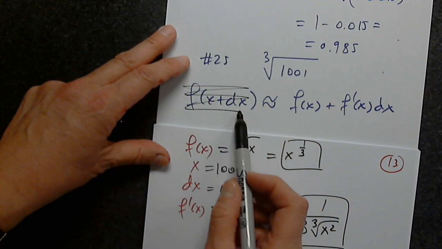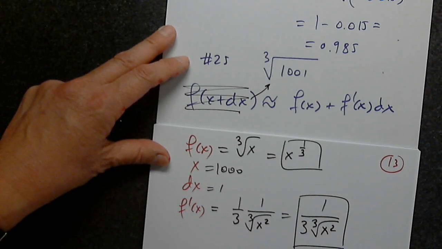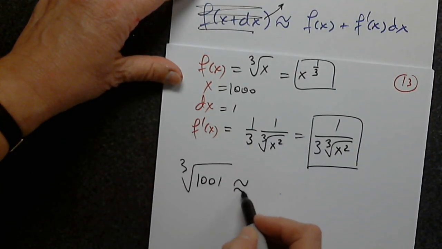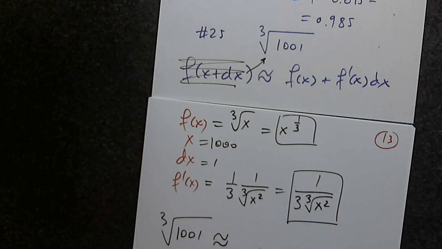Remember, this is that. So then the cube root of 1001 is approximately, what will I write? Cube root of 1000. Of course. Excellent. Plus f prime of 1000. Yes, 1 over 3 times the cube root of 1000 squared, times dx. That's it.